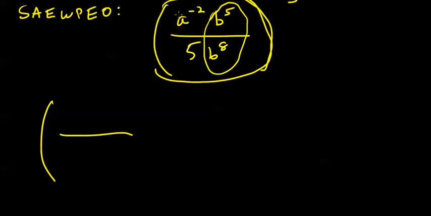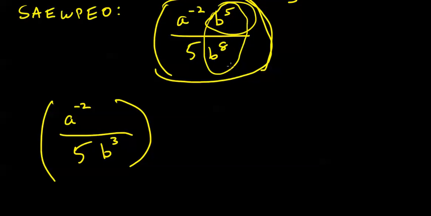Well, I claim that b to the 5th power over b to the 8th power is equivalent to 3 factors of b in the denominator. Please convince yourself of that. If you've got 5 factors of b in the numerator and 8 factors of b in the denominator, 5 will cancel out and I'll have 3 factors of b left as a residue in the denominator. Alright? So I've simplified as far as I can within those base parentheses.